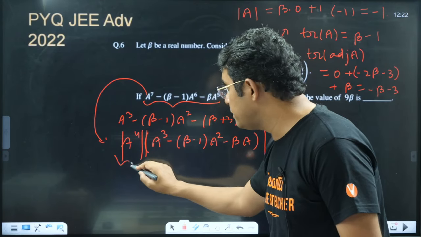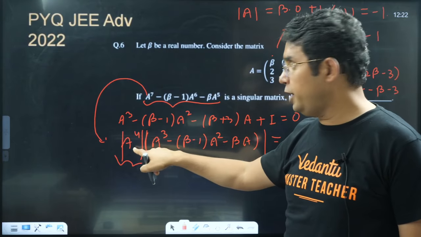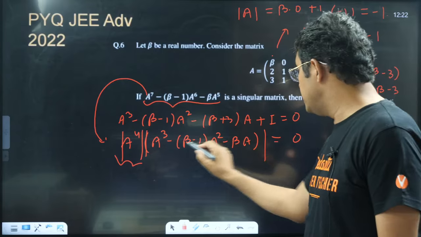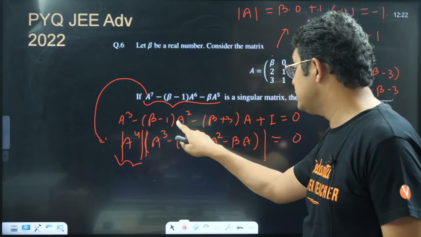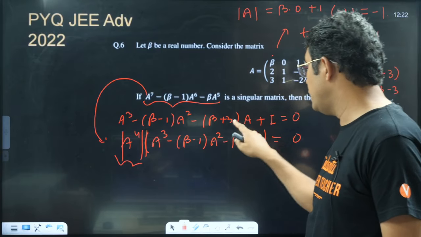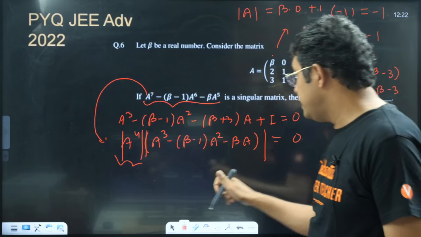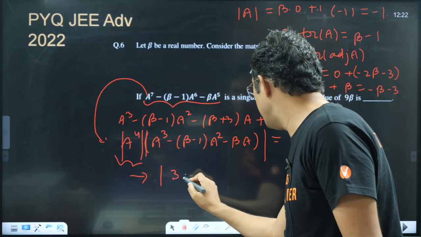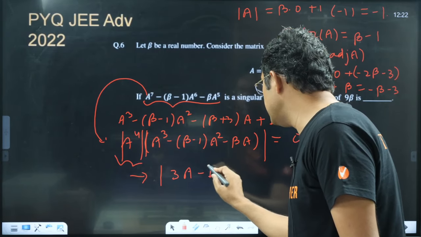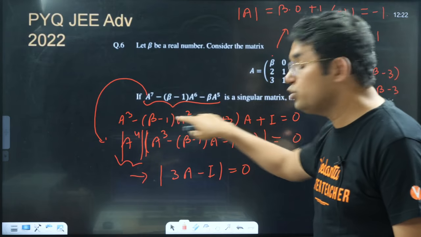And because this determinant is not 0, as we have seen this is minus 1, so determinant of A power 4 will be plus 1, so this has to be 0. Now I can use this relation A cube minus beta minus 1 A square minus this thing to place it here, and if I put it here it will be 3A minus I equal to 0. This will be 3A minus I if I use this relation.